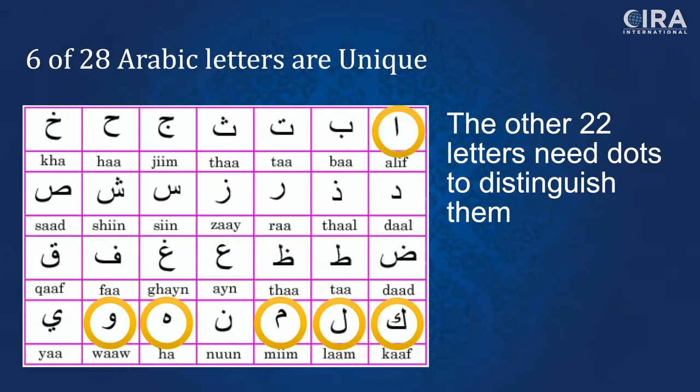So the ba, the ta, and the tha. That's right. The same thing with the one right after the tha, the jim. Look, the jim, the ha, and the ha. Looks almost the same. You have the da and the thal. The same. Ra, za. The same. Sin, sheen. The same. You see, we have some problems here if you don't know the location of these dots.